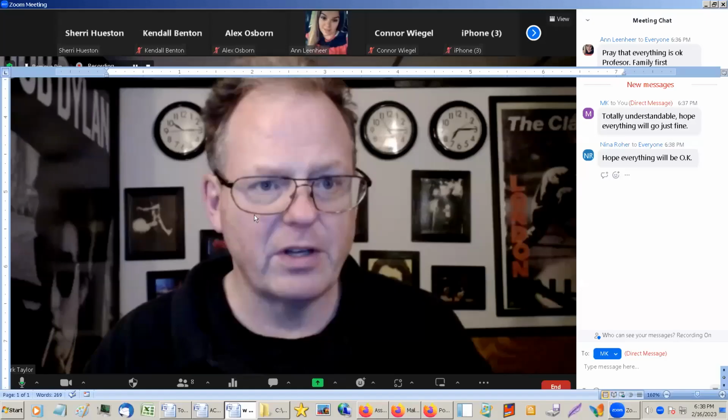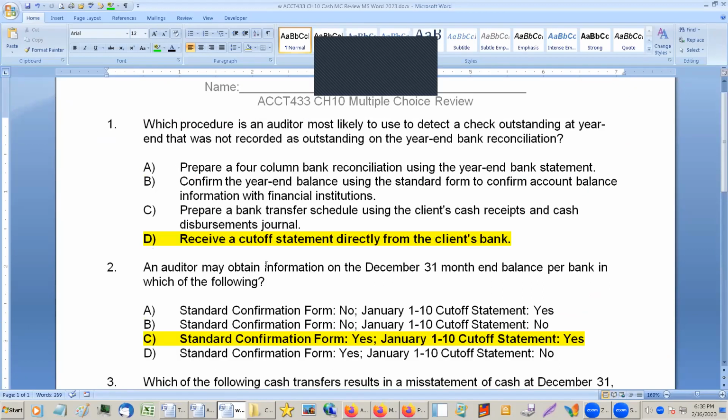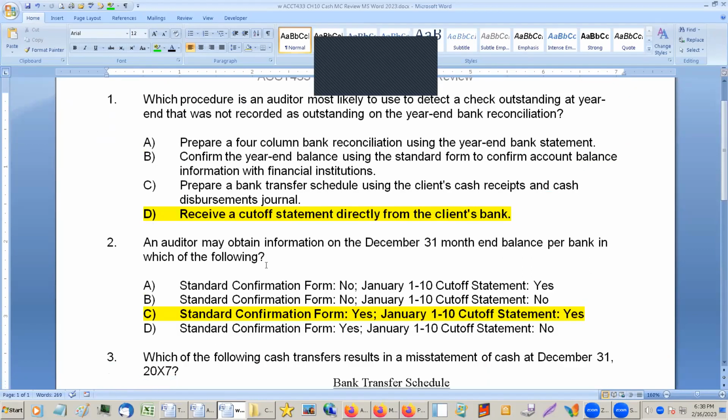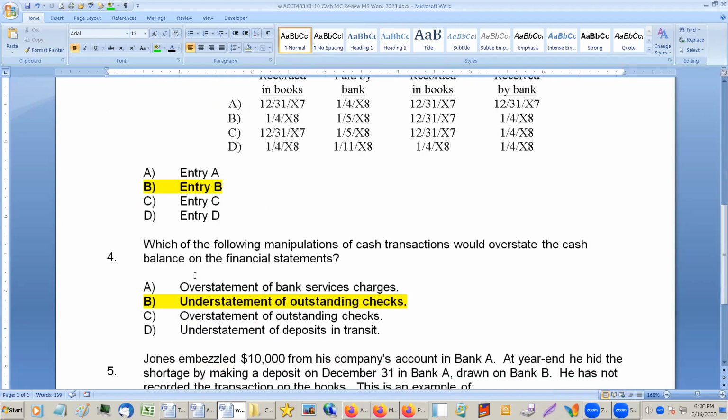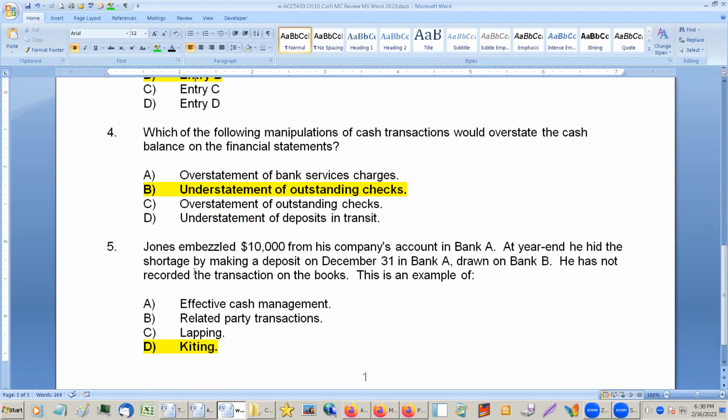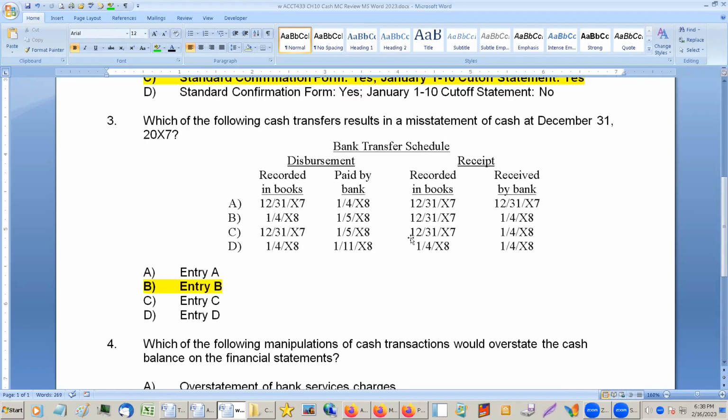Professor, if you have a really quick time, just go down the answers for those multiple choice questions before we head out. Can you just go over those really quick? Yes. Let me share my screen. So the first one is D. Okay. Second one is C. Third one is B. Fourth one is B. And the last one, D. Okay, all right. Thanks. Okay, anyone else?